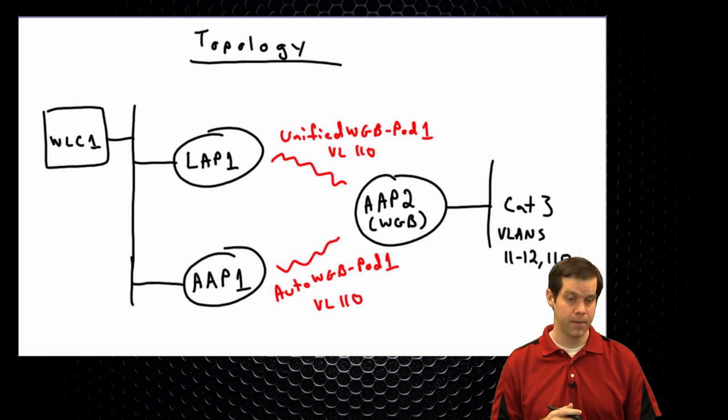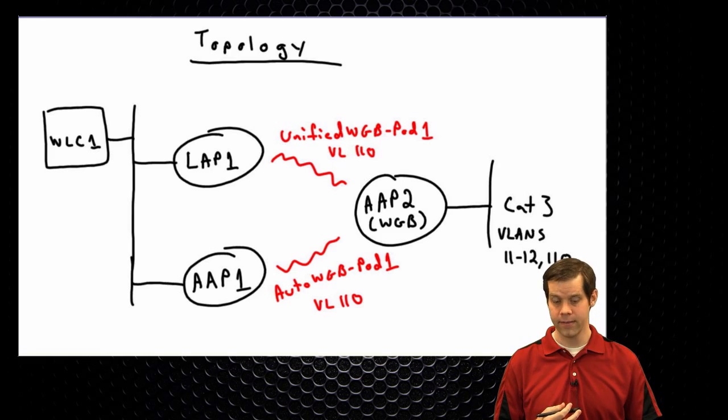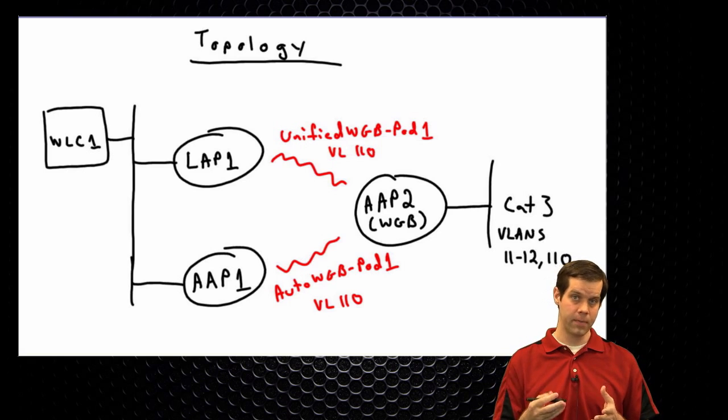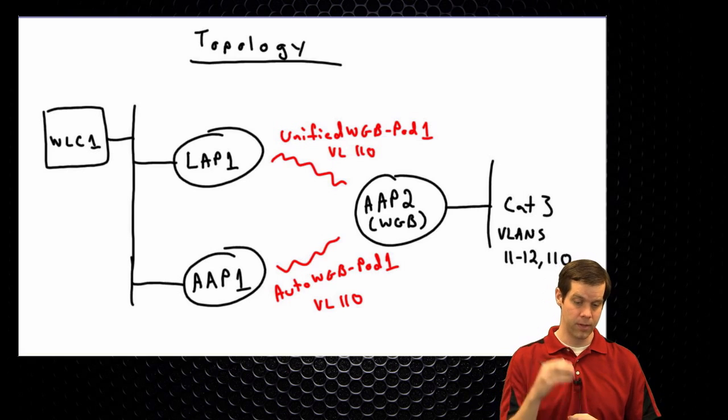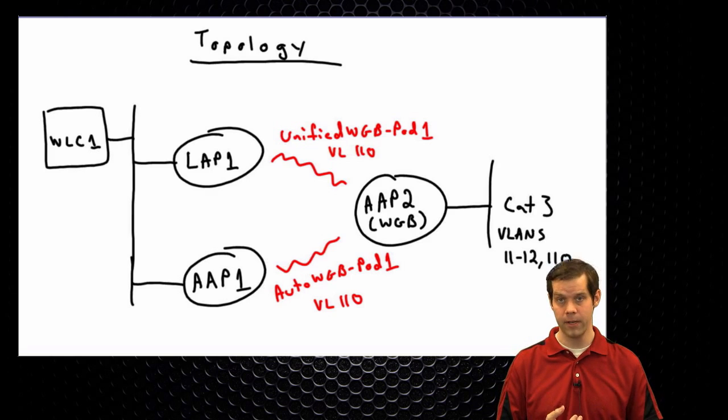So on the left-hand side here, we have sort of our main network. On the main network, we have an autonomous AP on the bottom here, and that will be advertising an SSID called Auto WGB-Pod1 on VLAN 110. So when I want to connect up to an autonomous AP, I have a different SSID I'm going to be connecting up to, as opposed to the lightweight AP above it, which is advertising a WLAN called Unified WGB-Pod1. So this is how I'm going to control whether I'm connecting up to an autonomous AP or unified, just by different SSIDs. But they're both using VLAN 110 by default. And LAP1 here is connected up to a wireless LAN controller. So it's just a normal local mode AP going up to a controller. Now on the right side, we have our workgroup bridge. That's going to be autonomous AP2.